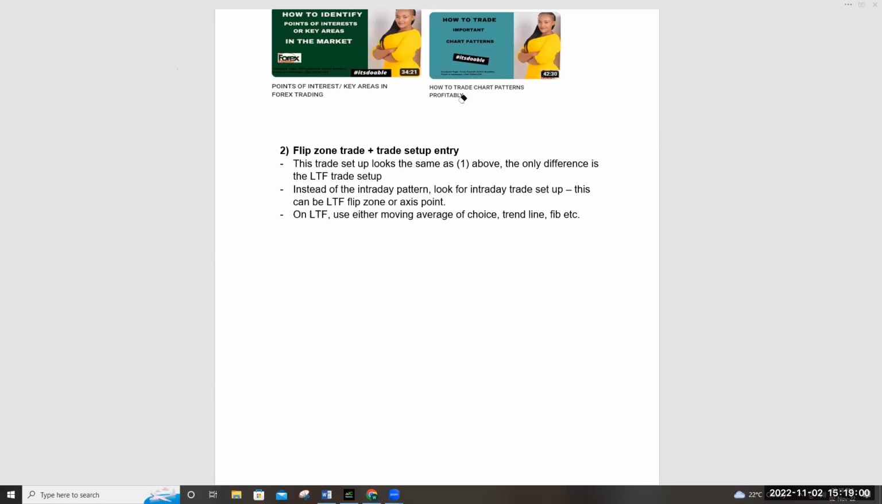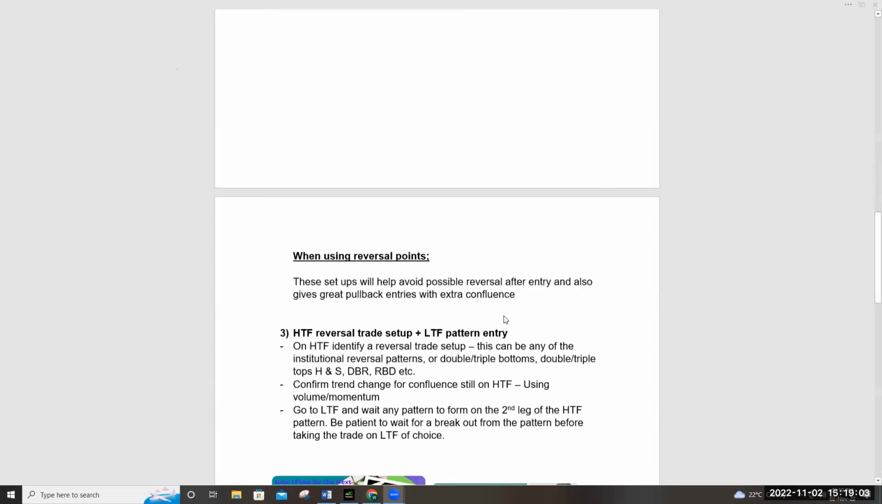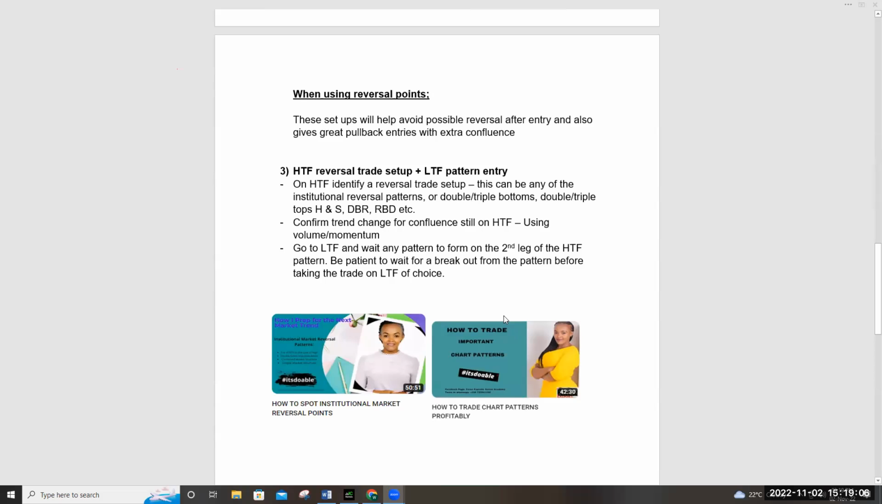Now, example number 3. Example number 3 of a continuation trade is now on the other side when you're using reversal points. Previously, we've been using flip zones. But now we want to do the same trade setups using reversal points. A quick recap. On the flip zone, you want to have a higher time frame point where there has been an exchange of money from either buyer side to sell side or sell side to buy side. That is on higher time frame. Wait until there is a break of that flip zone, and then you go to the second leg on a lower time frame and check for either a pattern or a trade setup.